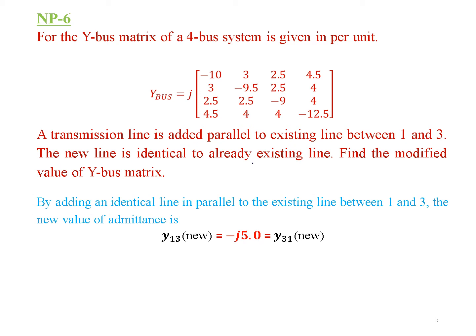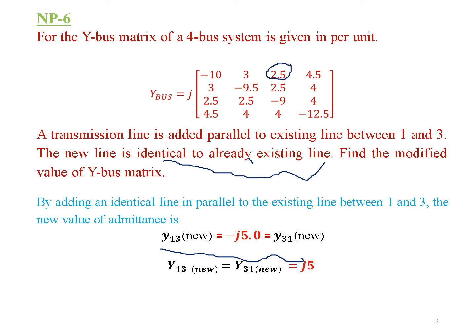This is a simple addition. Here the statement is: a transmission line is added parallel to the existing line between 1 and 3. The new line is identical to the already existing line, which means a similar admittance is connected between bus 1 and 3. So this is the modified value of y13 and y31, which is minus j5.0, or in terms of the actual bus matrix element, capital Y13, Y31, which is equal to j into 5.